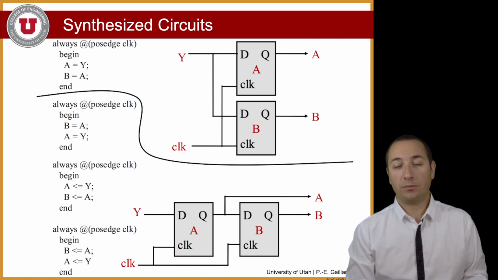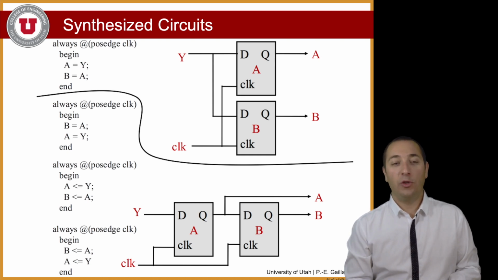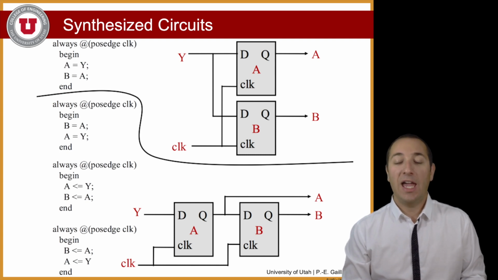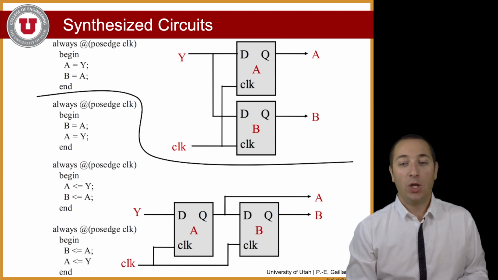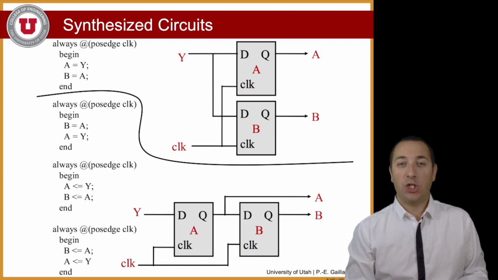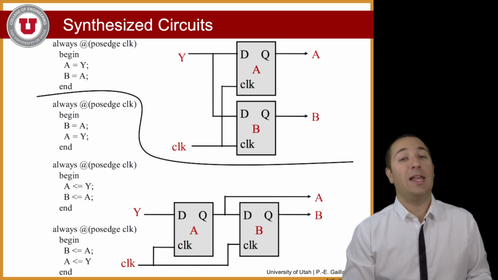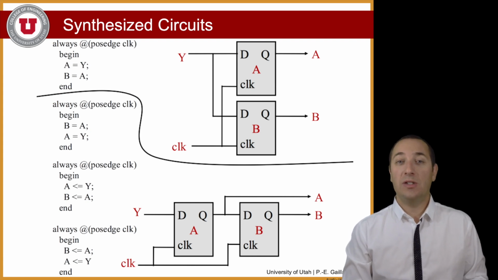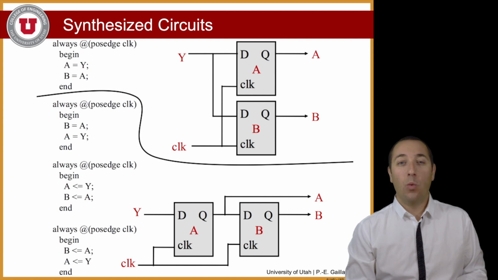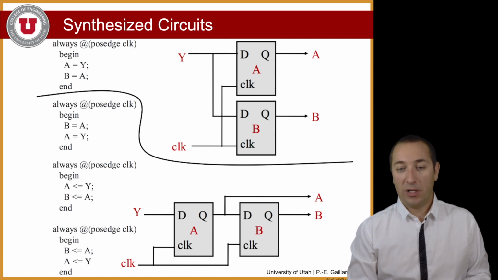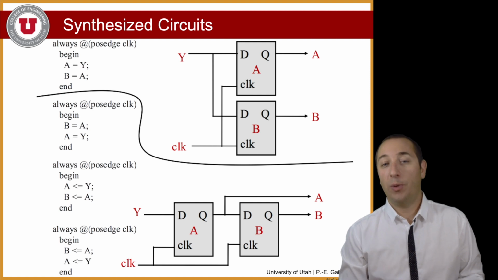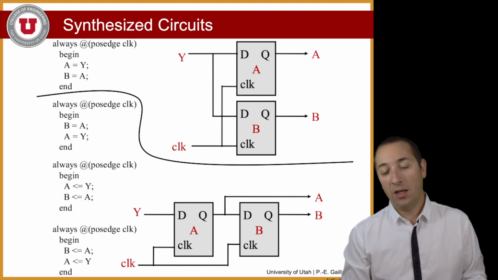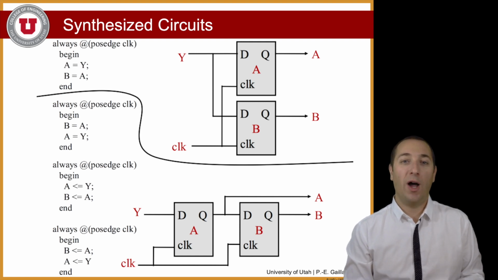If we keep going with the examples, the second one, which is still blocking, will have B equal to A and A equal to Y. In that particular case, you will be able to first latch the value of A inside of B, and then latch the value of Y inside of A. And this results in the series flip-flops where Y will be the input, A will be the intermediate signal and B will be the final signal. In that particular case, at every clock signal, the B value will take the previous value of A, and the next value of A will take the value of Y.